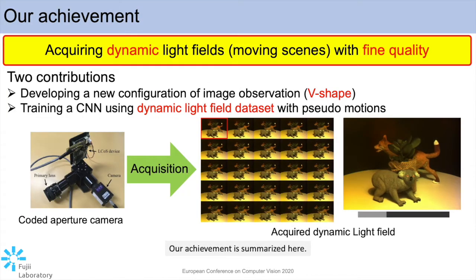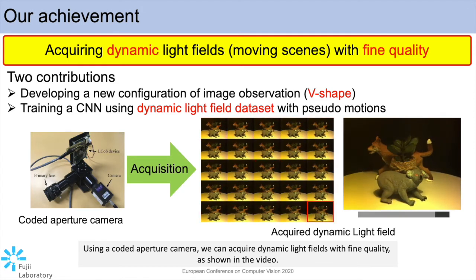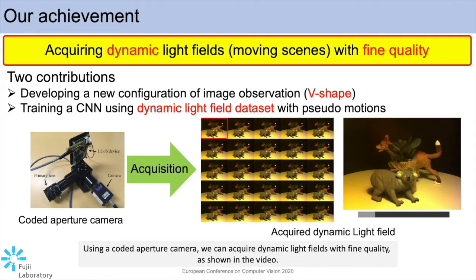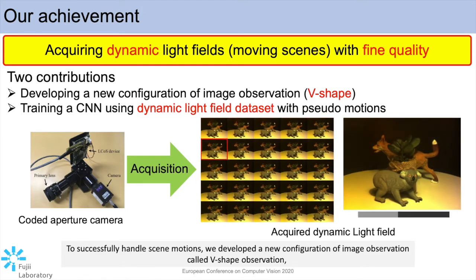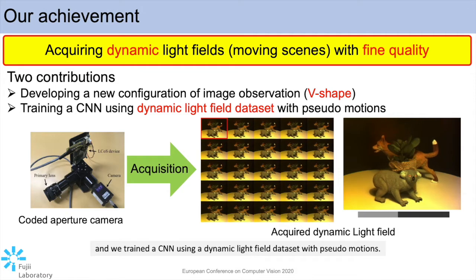Our achievement is summarized here. Using a coded aperture camera, we can acquire dynamic light fields with fine quality as shown in the video. To successfully handle scene motions, we developed a new configuration of image observation called V-shape observation. And we trained the CNN using a dynamic light field dataset with pseudo motions.